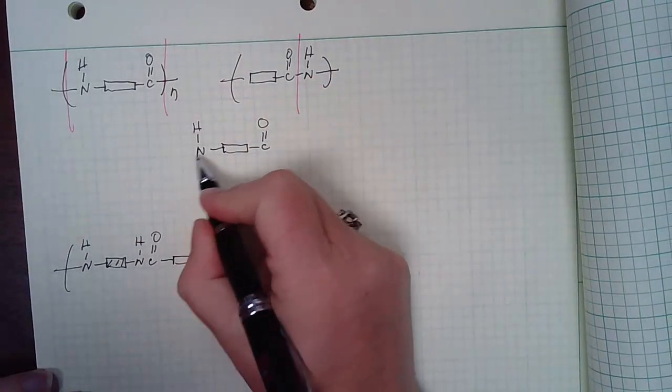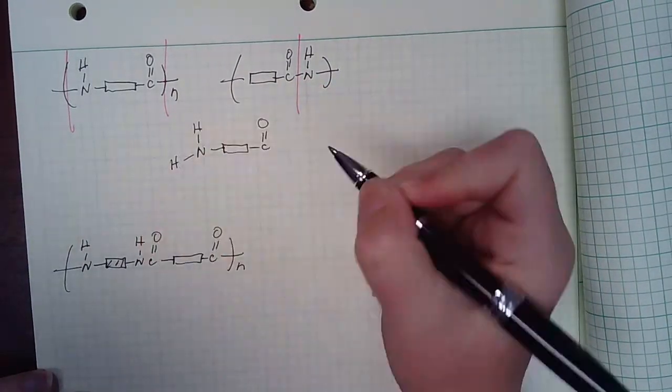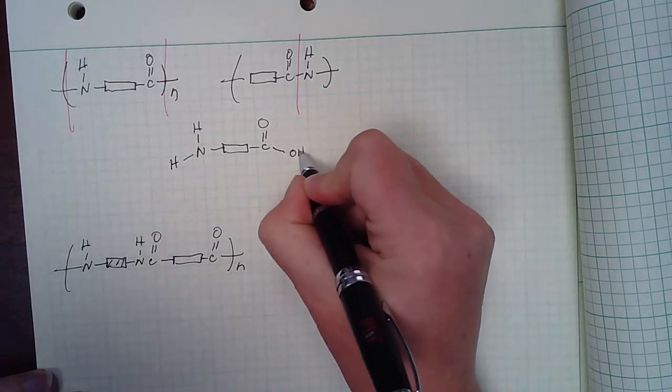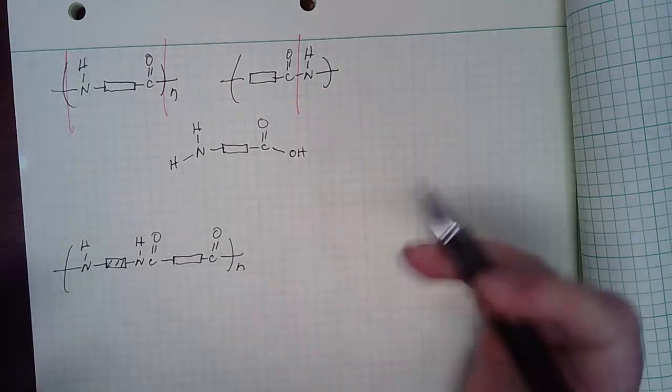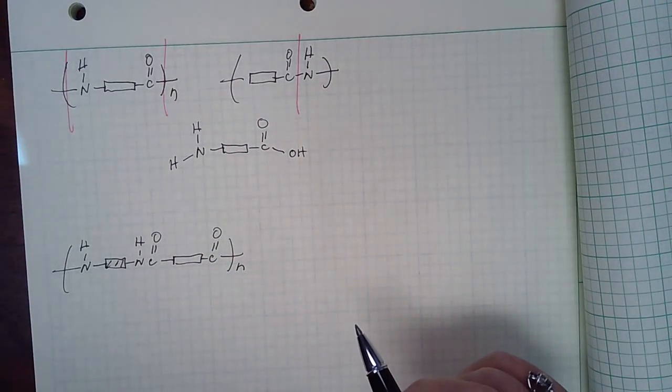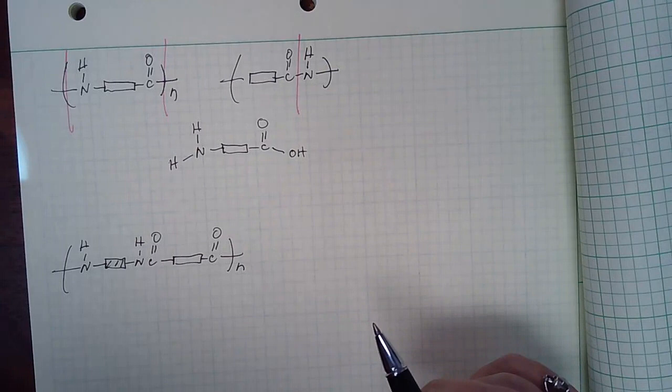And so I know nitrogen needs 3 bonds, so I'm going to add back a hydrogen. And I know carbon needs 4 bonds. And I know that an amino acid can polymerize to make a polyamide or a nylon.